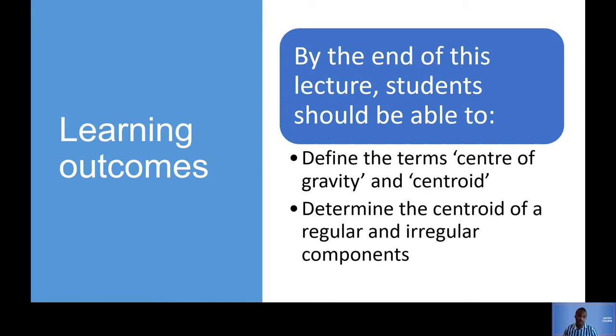We've already mentioned the similarity, that it's essentially the same point. You also have to be able to determine the centroid of a regular and an irregular shape. By regular shape, I mean a standard shape, like the ones we just looked at in the previous slides: a triangle, a square, a circle. An irregular one is a combination of those shapes.